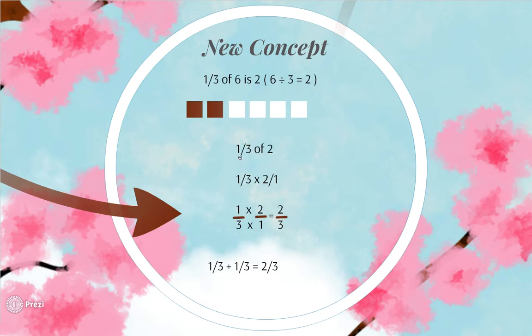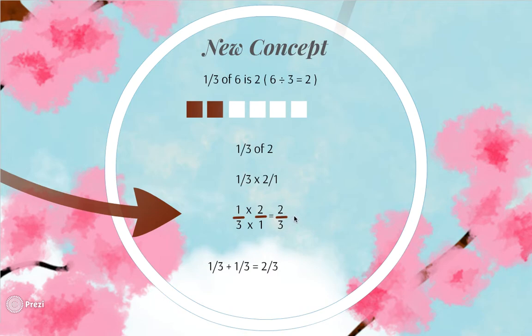All right. And if you did 1/3 of 2, this is what you do. You do 1/3 times 2 over 1. 2 over 1 equals 2, so it's the same thing. You're just putting a 1 underneath the 2. And what you do is multiply across. 1 times 2 equals 2, and then 3 times 1 equals 3. And so your answer would be 2/3.